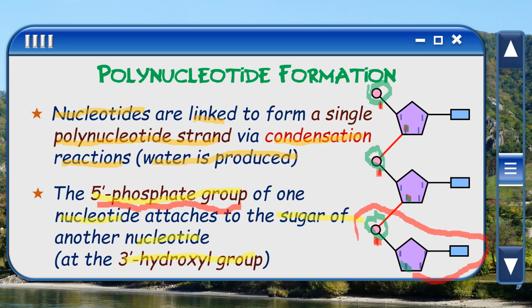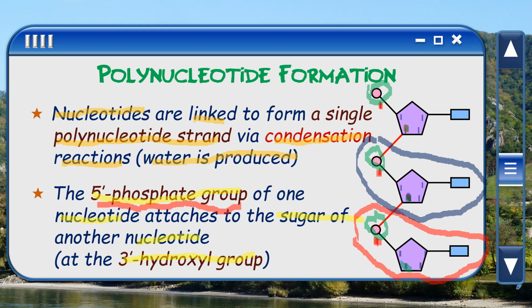And we are talking about the 5' phosphate group on carbon atom number 5 of this one nucleotide attaches to the sugar of another nucleotide. Now we have another nucleotide here. So on this nucleotide, we are going to attach on carbon atom number 3.